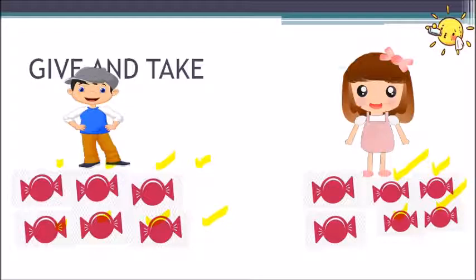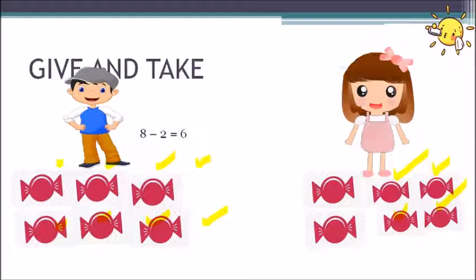In case of give, the number of objects you have decreases. It means like here Raja had 8 toffees, but when he gave 2 of them to Rani, the number of toffees decreased. So we can subtract 2 from 8 to get the number of toffees Raja has. In the beginning Raja had 8 toffees and he gave 2 of them to Rani. So now he has 6 toffees.